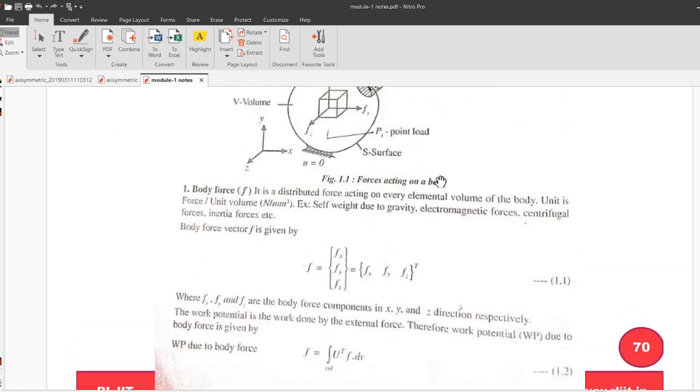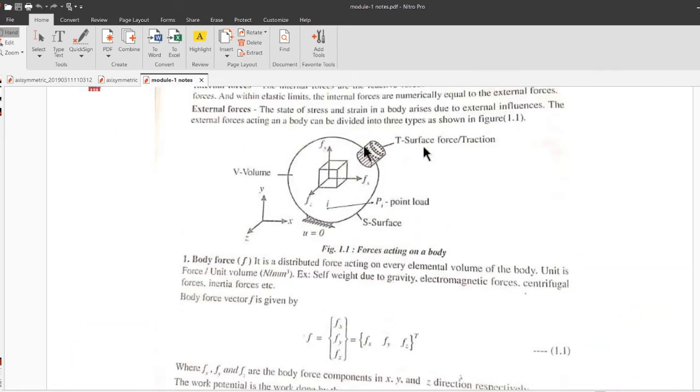Similarly, the next force we consider is the traction force. What does traction force mean? What is traction force?